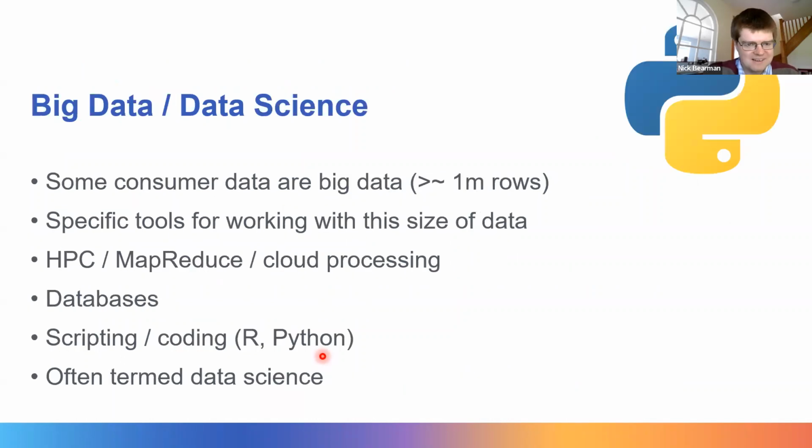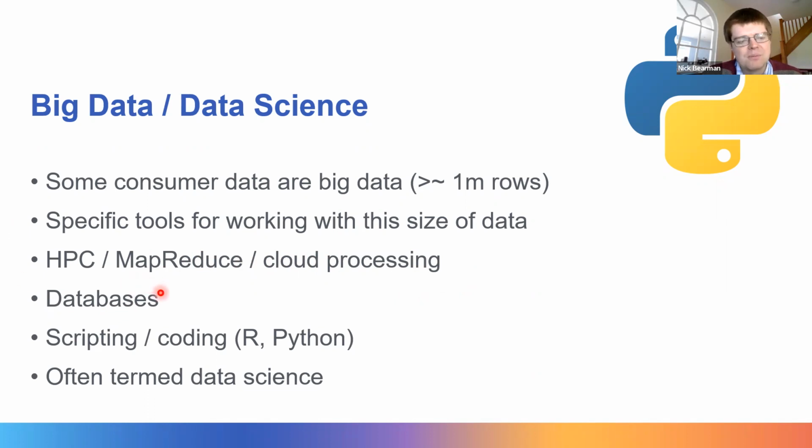On the note of big data and data science, sometimes these are quite closely related, sometimes less so. These are really useful tools for working with big data. Anything more than 1 million rows was our fairly arbitrary definition. There are a lot of acronyms surrounding this and some tools. So high performance computing is a key area. MapReduce is an approach to doing data analysis, and there are various cloud processing resources available as well. This is not a big data science presentation, so I'm not going to go into those, but there are lots of resources available if you need to use those.